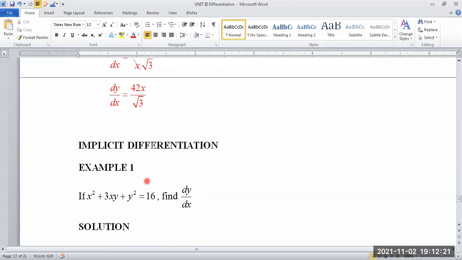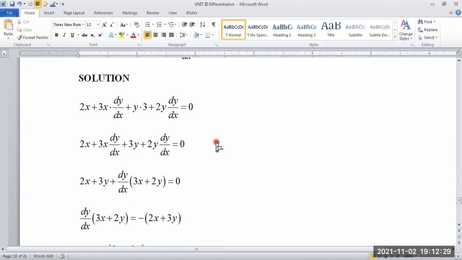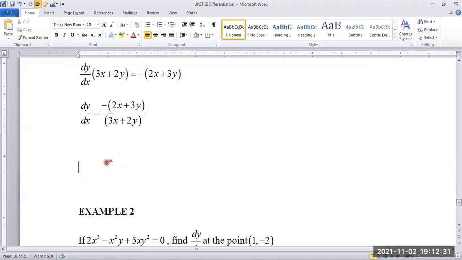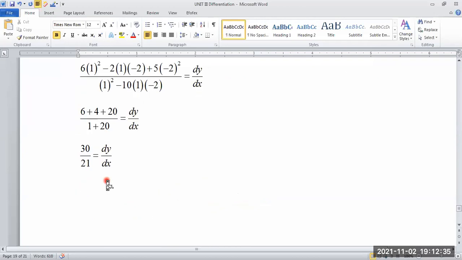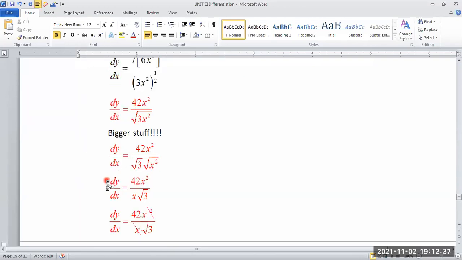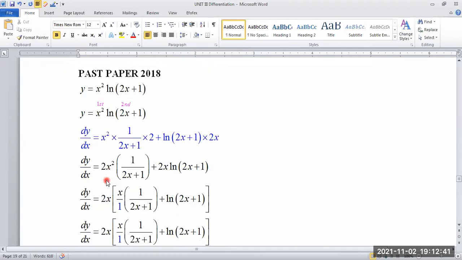Then I'm going to have some implicit differentiation to do for you, but that's fine. So after the square root function, I'm going to finish with this differentiation stuff, and then I'm moving to some implicit differentiation with you. I started writing some questions, and they don't reach much further than number 3. But that's all that there is to it. There's nothing more, I promise.